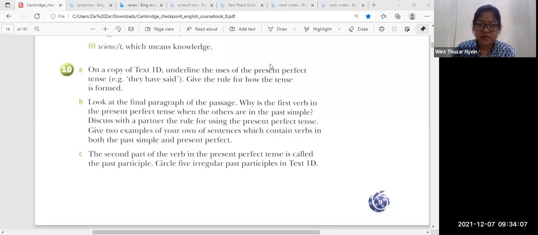Okay. So please see page number 9, exercise 10. You will see that on a copy of text 1D, underline the uses of present perfect tense. Give the rules of how these tenses are formed. And then B, look at the final paragraph of the passage. One is the first verb in the present perfect tense, and the others are in the past simple. So you will see that in the passage, mostly they are written in the past simple tense. But the last paragraph.